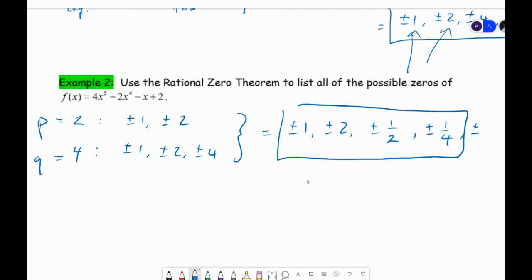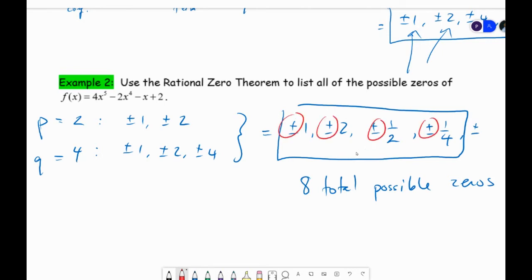So here we have 8 total possible zeros. You can see here we have 4 numbers, but remember we have these plus or minus. Basically, that's going to double the number of possible zeros that we have. Okay, so remember to always double the number that you have here.